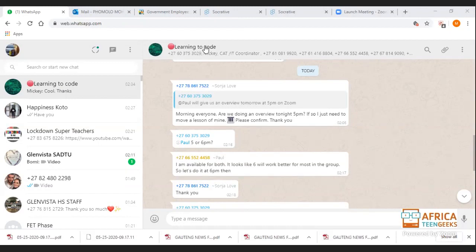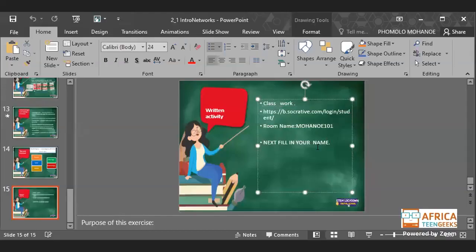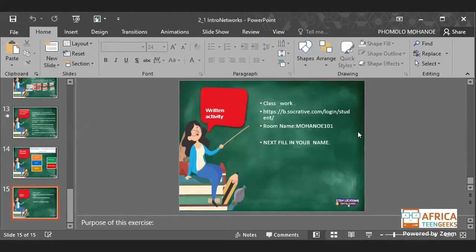Okay, can I just go back to the slide? Maybe then I'll share it on the slide. So this is the link. If you don't see it here, then I'm sharing the link again here. There's a link: https://b.socrative.com/login/student. So then you enter. Okay, you are very slow, guys.